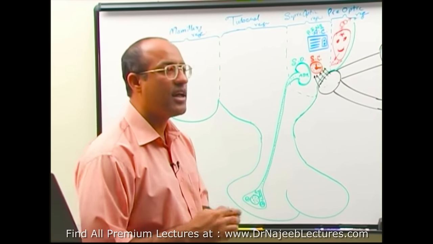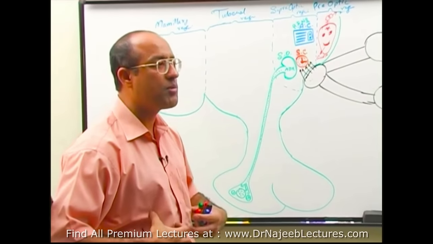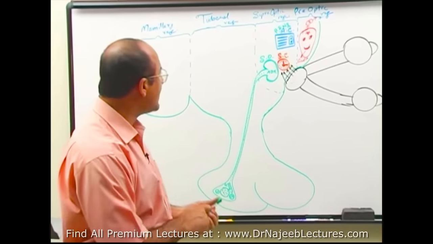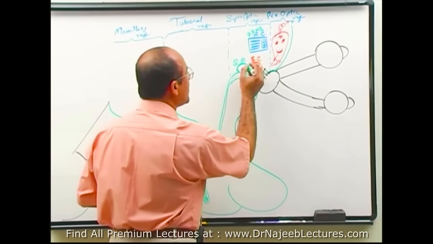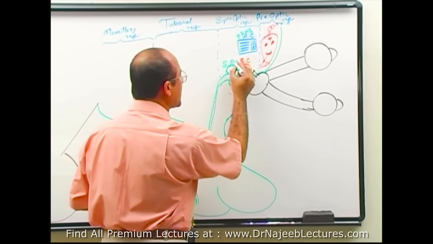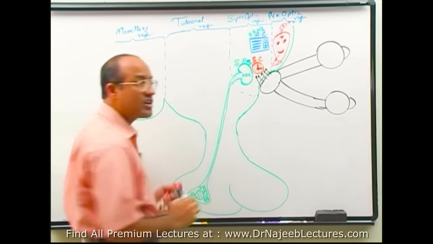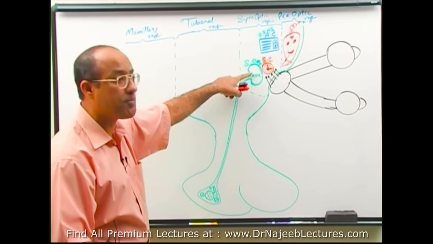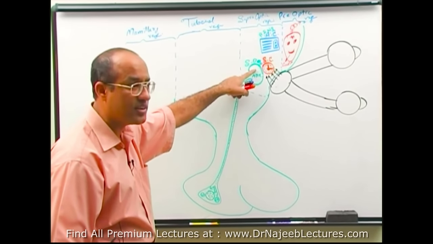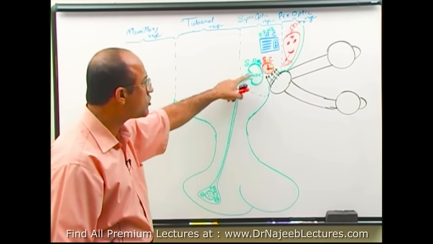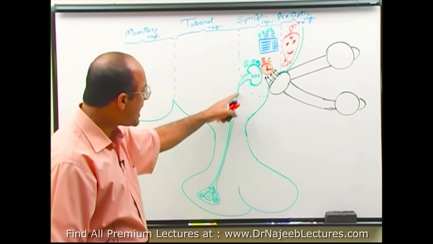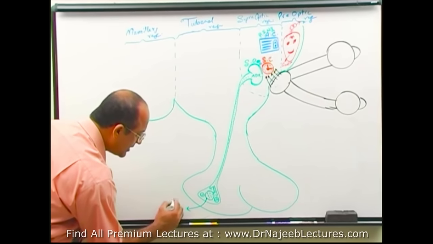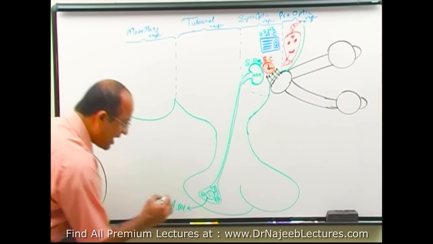If you are sweating and not drinking water, your blood will become more concentrated. Blood will become hyperosmolar. Then some of the neurons here work as osmoreceptors. So when your blood osmolality goes up, osmoreceptors are stimulated. They produce action potential in supraoptic nuclei, and action potentials go down and release the ADH into blood.